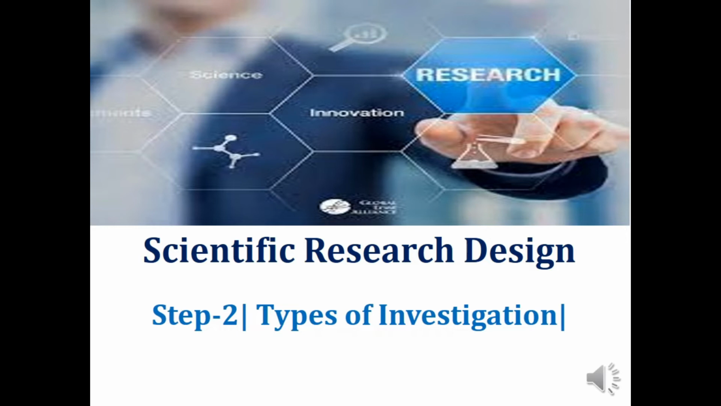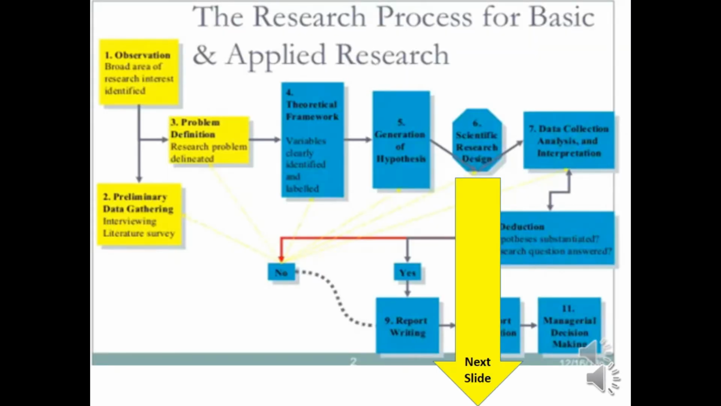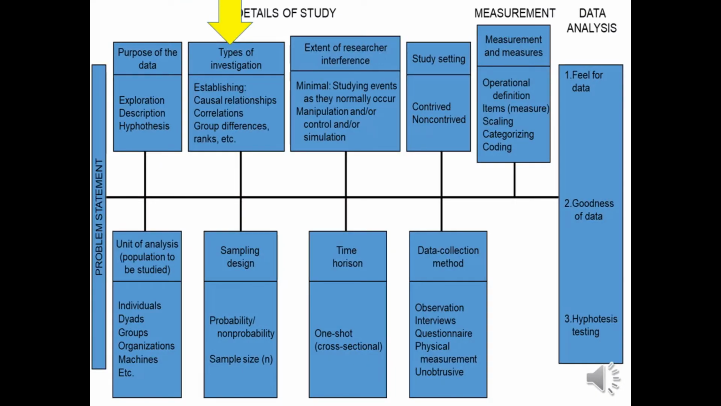Today we discuss scientific research design, step 2, types of investigations. The research process for basic and applied research, scientific research design, is the most important for understanding for new research beginners. Before this lecture we already discussed the purpose of study and types of studies: exploration study, description study, and hypothesis study. Now today we discuss the types of investigation.